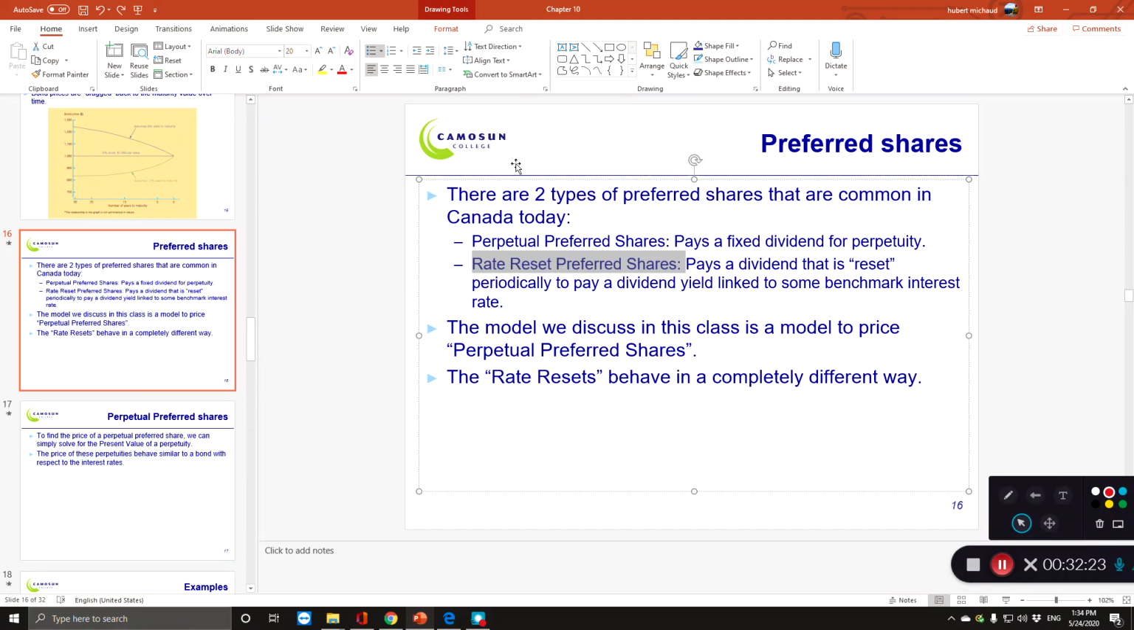Okay, the idea is pretty straightforward. Perpetuals are basically bonds. They're bonds that last forever, right? A bond just gives you interest payments, and then at some point they repay the loan back. Well, a perpetual preferred share is the same idea.